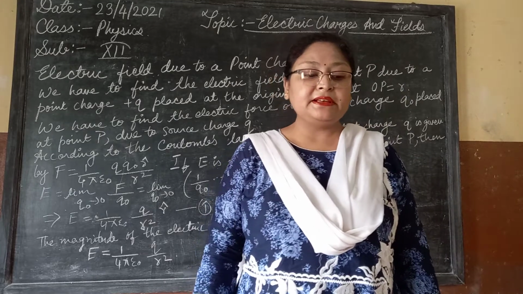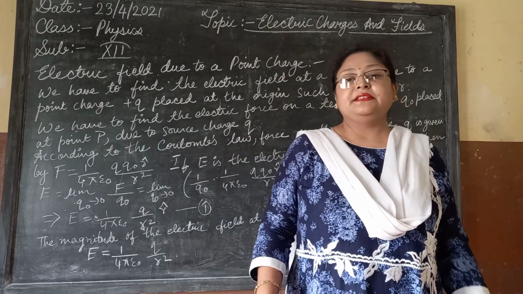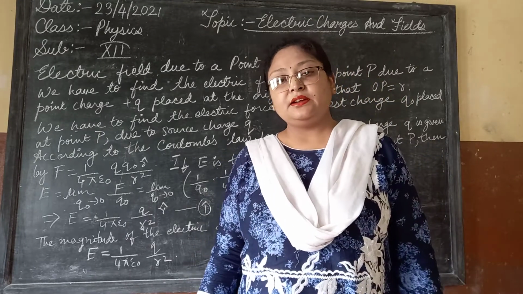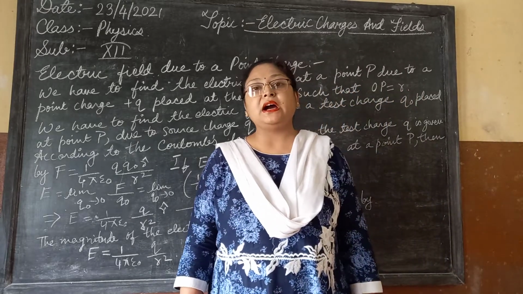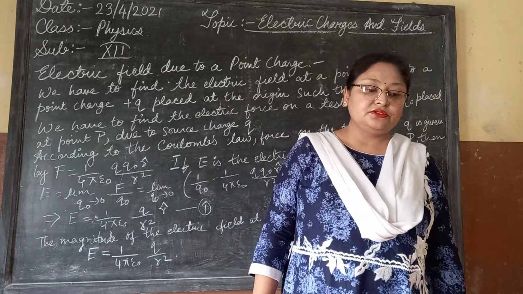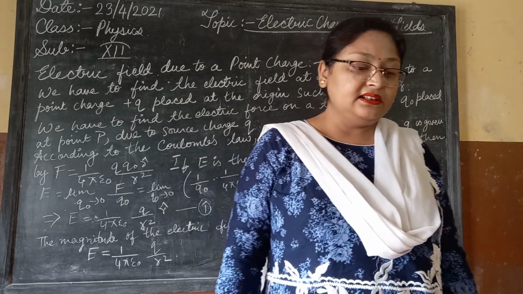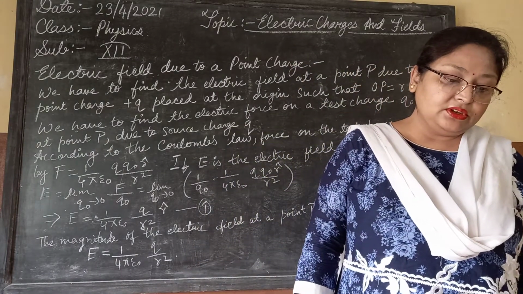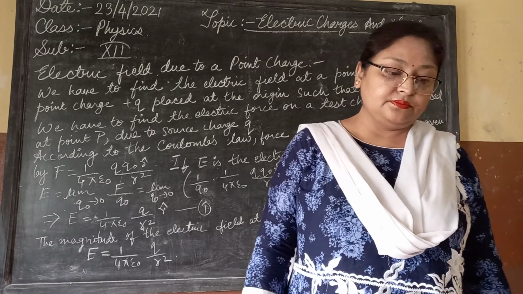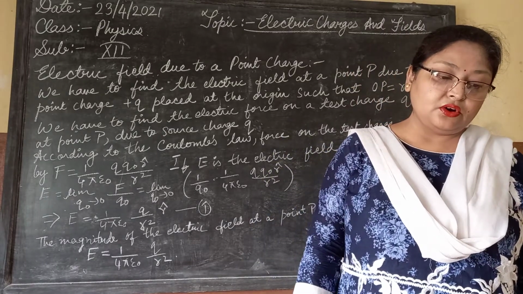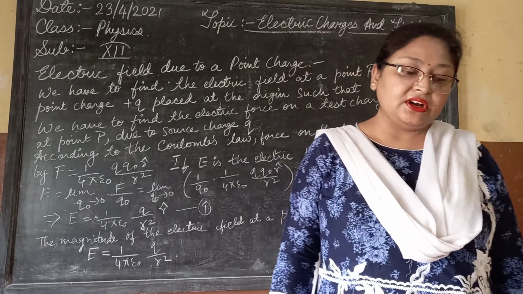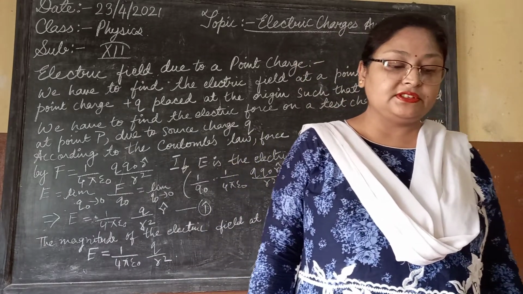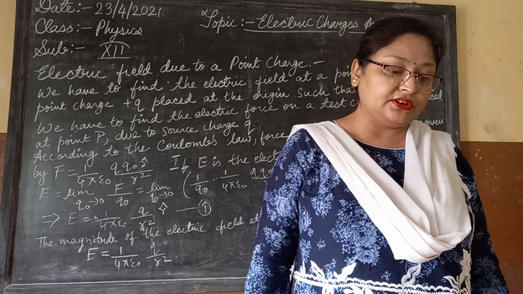We have the positive charge and the negative charge. For positive charges the electric field is directed outward, and for negative charges it is radially inward. So the electric field vector is directed inward for negative charges, and outward for positive charges.